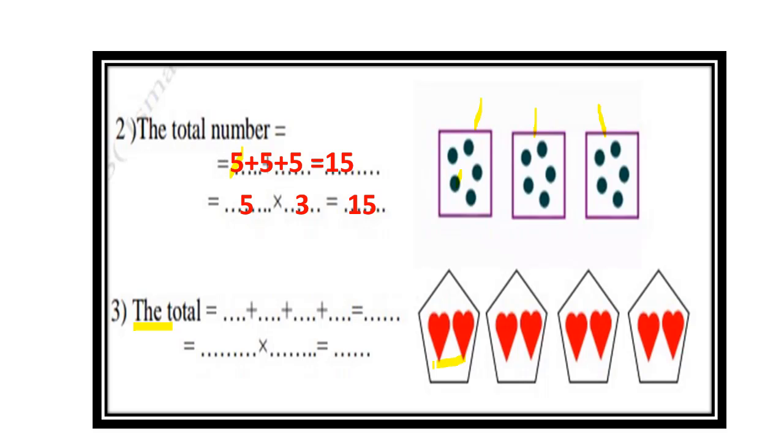Another exercise. The total here, my students. Each group here has 2 hearts. So 2 plus 2 plus 2 plus 2. Okay? 2 plus 2 equals 4. 4 plus 2 equals 6. 6 plus 2 equals 8.